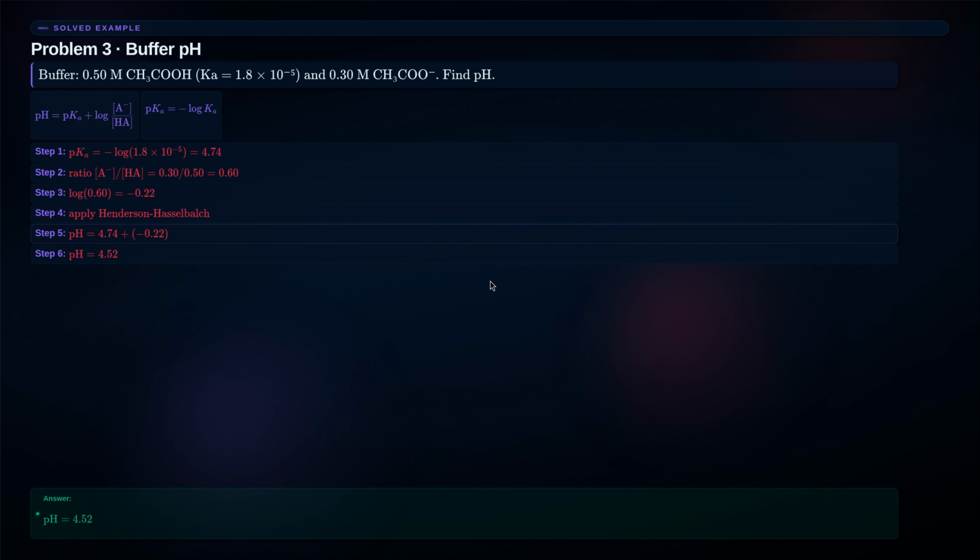Step 3. pH equals 4.74 plus negative 0.22, which equals 4.52. So the pH is 4.52. Notice that we are within 1 pH unit of pKa, so the buffer is effective.